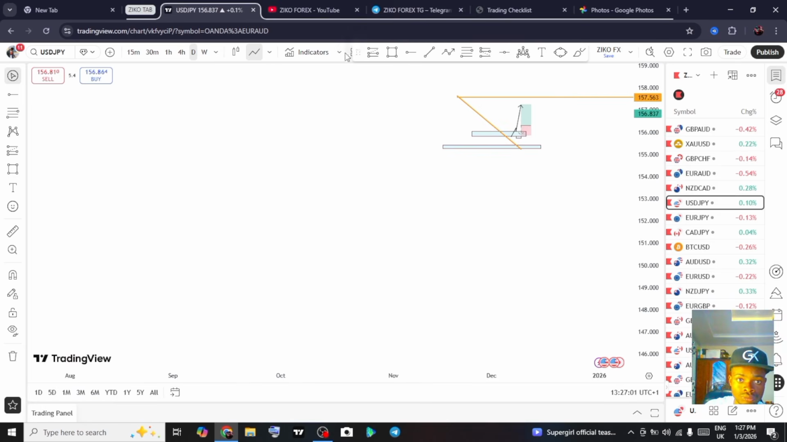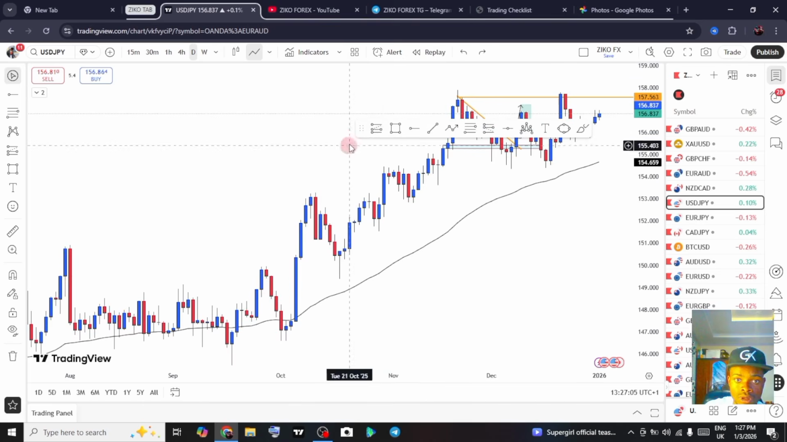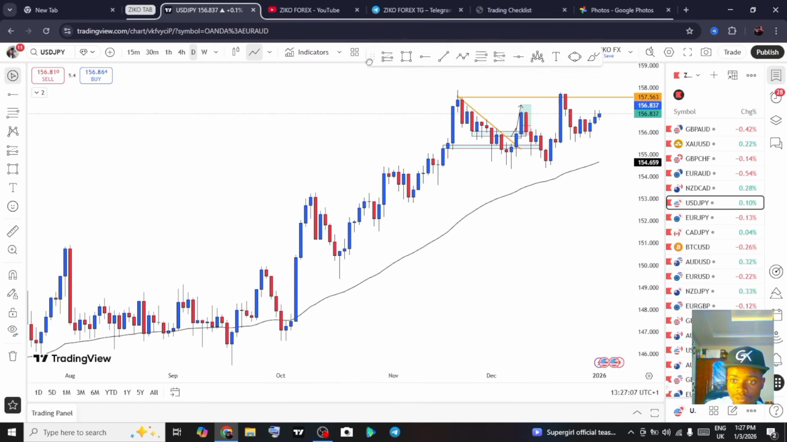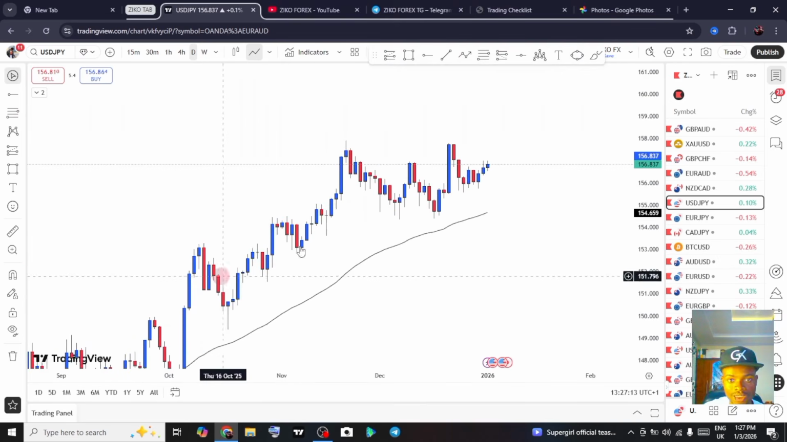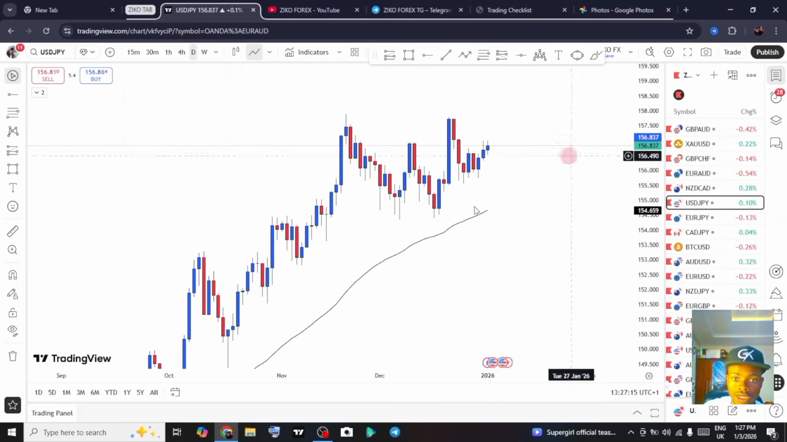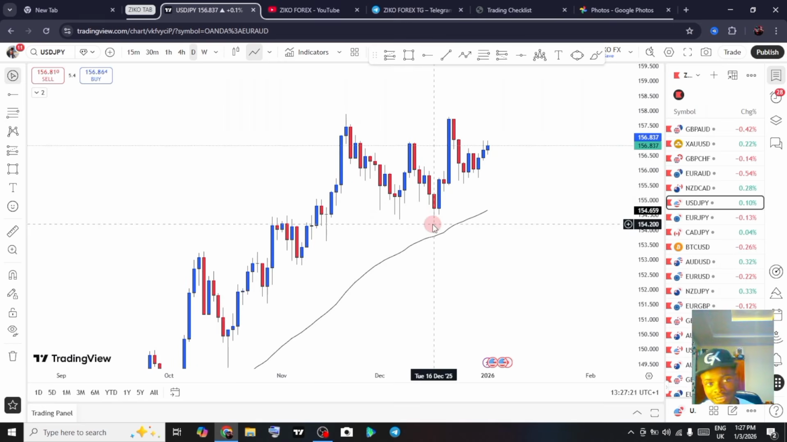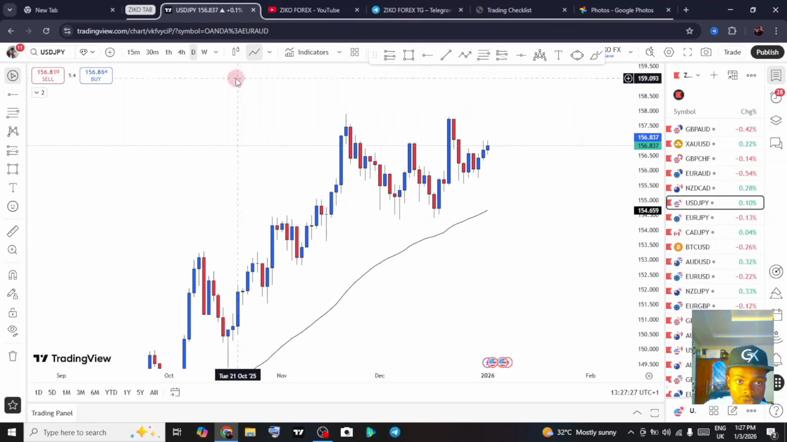What did I do? So next pair, USD JPY. Again, we delete everything. Now you can clearly see that this market structure is clearly bullish, and we can see that this is the higher high, right, and higher low. So in this market, we are only looking to see how we can buy, right? We are only looking to see how we can continue buying from this market right here.